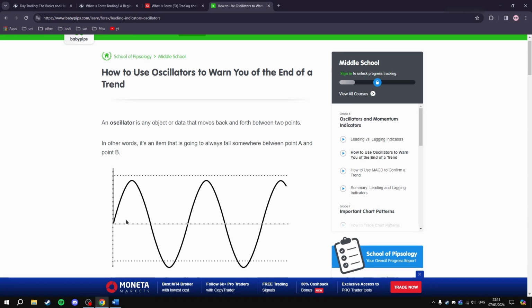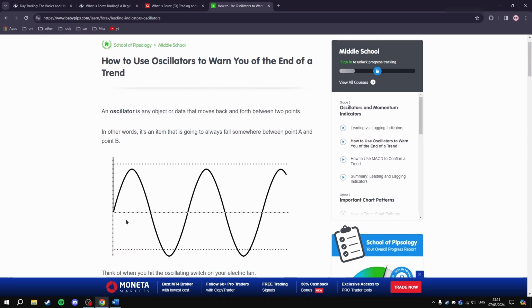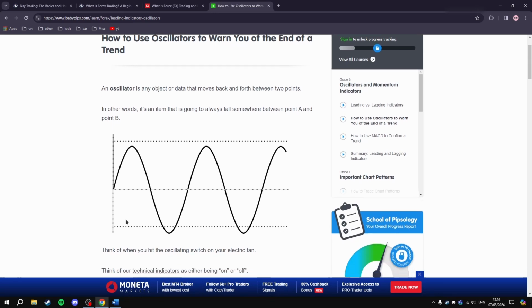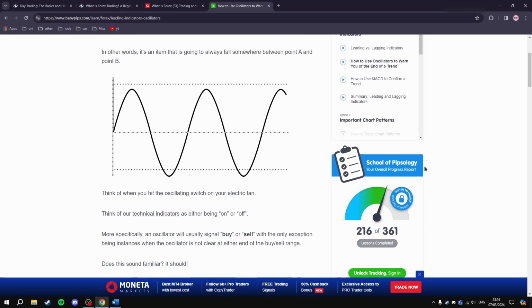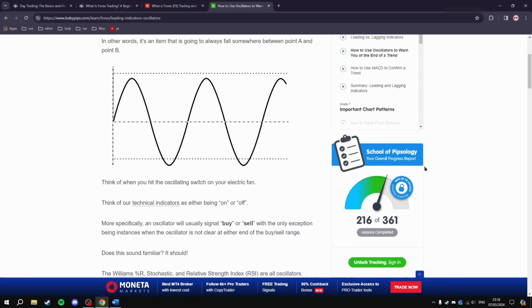An oscillator is an object or data that moves back and forth between 2 points. In other words, it's an item that is always going to fall somewhere between point A and point B. So imagine this line here is point A and this line here is point B. So this line is always going to fall between those 2 points. Think of when you hit an oscillating switch on your electric fan. Think of our technical indicators as either being on or off.